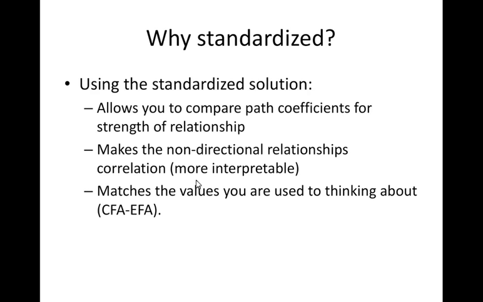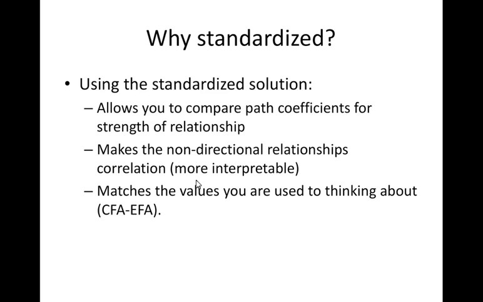So why should we use a standardized solution? One thing I like about that is it allows me to compare path coefficients. So if we're particularly interested in which variable is the best predictor, a standardized solution is always better. And I talk about this in my regular class in regression about why beta. We like beta because it allows me to compare apples to oranges, where I could compare age and income to see which one's a better predictor, even though they're not on the same scale. Okay. It makes all the non-directional relationships correlations, so those double-headed arrows, that's just much more interpretable than covariance.